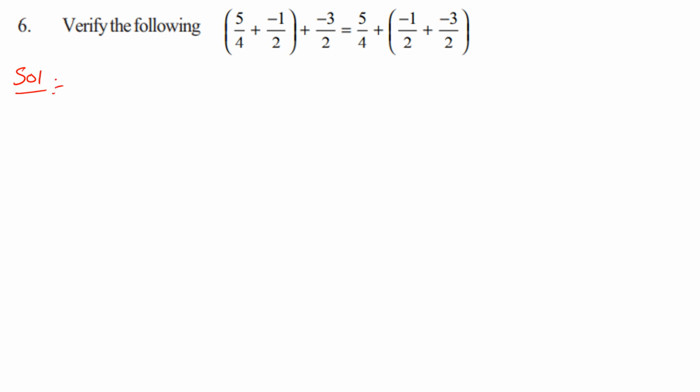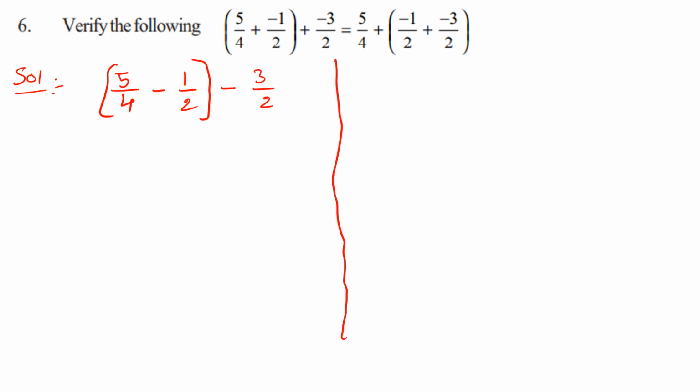Now we should write the LHS here. That is 5 by 4 minus 1 by 2, because plus of minus should be minus, that's why we write minus here. Okay, plus of minus is also minus, so minus 3 by 2 here. Now write the RHS here, that is 5 by 4, right? So plus of this is minus 1 by 2 and plus of minus is minus 3 by 2. Okay, so write this one here.